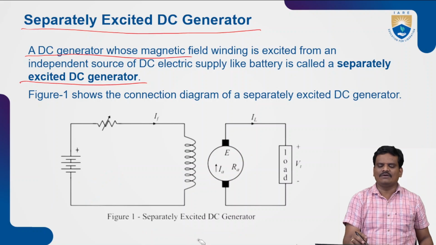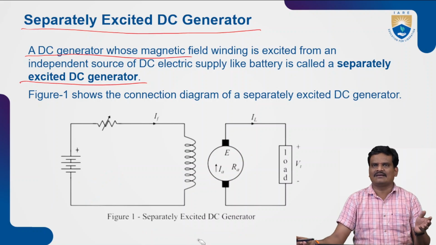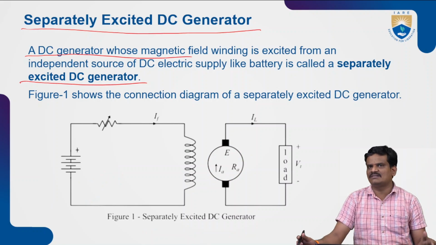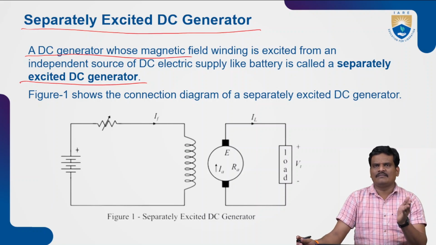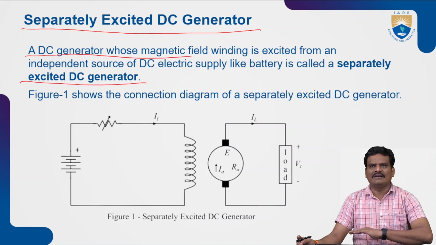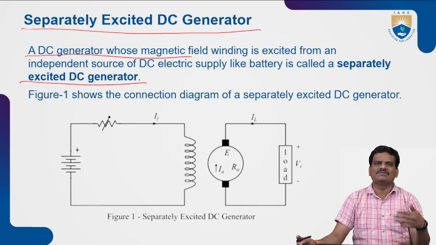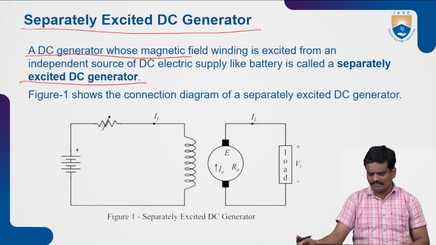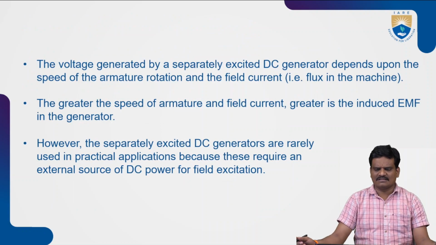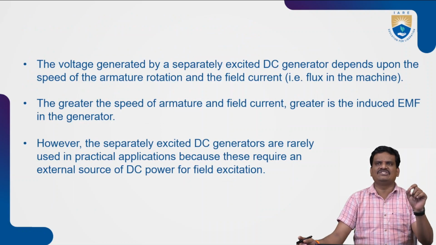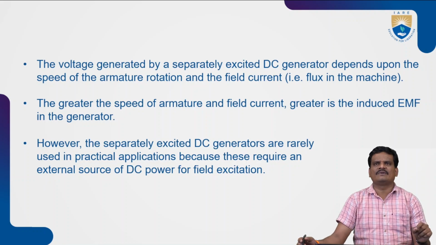The battery is not connected in series with the generator armature terminals, nor is it connected in parallel with respect to the generator armature. It is completely connected externally by means of an external source, that is, a battery. And in the case of this separately excited DC generator, the voltage generated completely depends upon the speed of armature rotation and the field current.